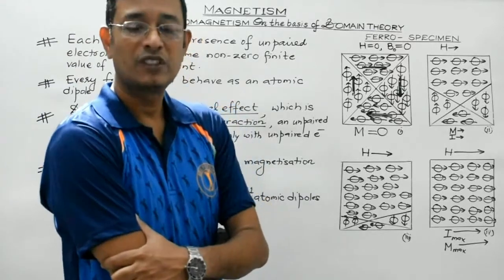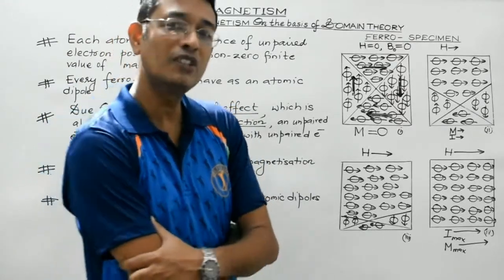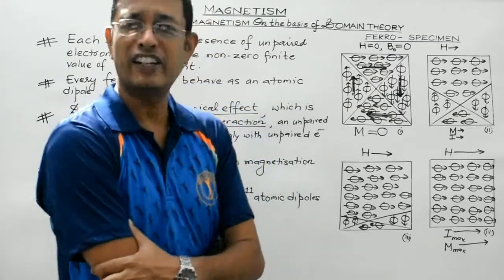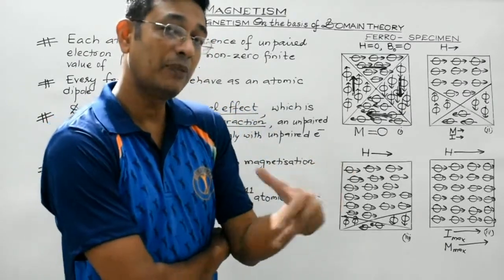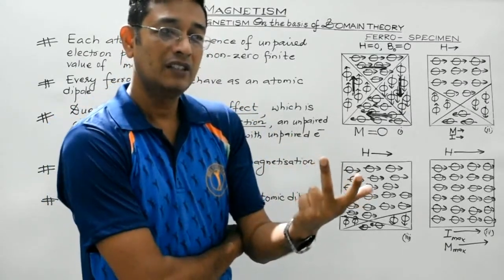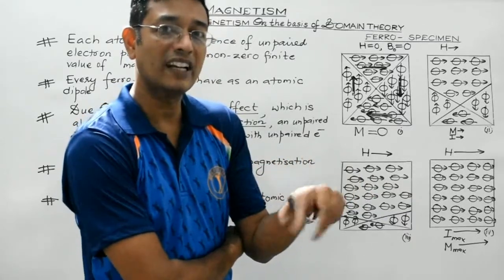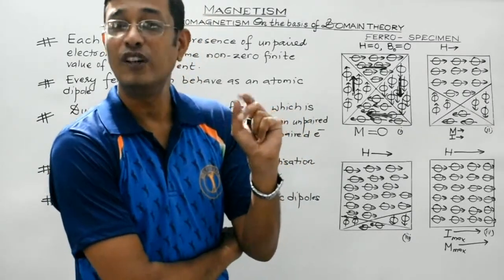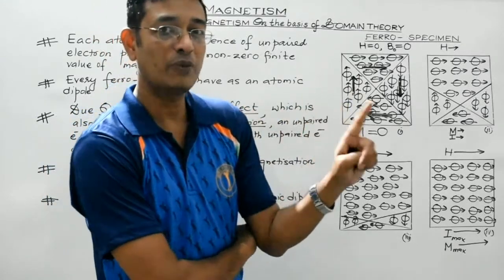Again, I repeat, students, domains are the small volumes of uniform magnetization. What happens is, due to strong interaction between the unpaired electron of one atom with the unpaired electron of the neighboring atom, these atomic dipoles tend to, in a collective way, align themselves in a common direction. So these small volumes of uniform magnetization are known as domains. So in para, we talk about individual atomic dipole.